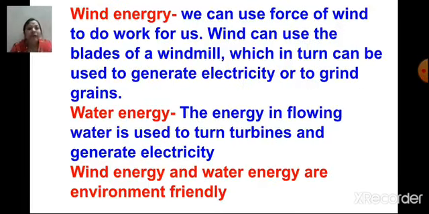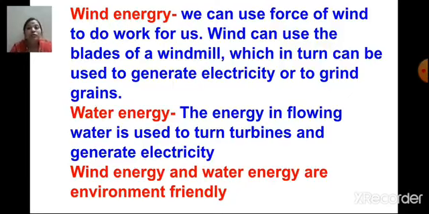Now, wind energy. See, what is wind, children? Yes, moving air is called wind. Now, it must have some force, right? Because we cannot see the wind moving, but we can see the big trees sway very hard when the wind moves. So, it has force, right?